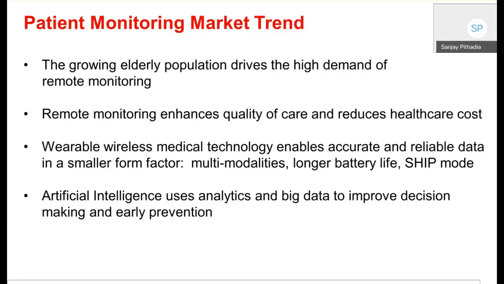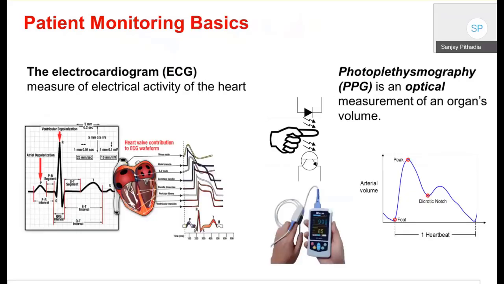So if we go into the details of these new trends and what Texas Instruments is helping in terms of small subsystem reference designs, I would like to just briefly talk about some of the parameters. So there are two main parameters we'll be talking about. One is called ECG or electrocardiogram. It's actually a measure of electrical activity of the heart, and the second one is called photoplethysmogram, which is PPG, or it's an optical measurement of an organ's volume.